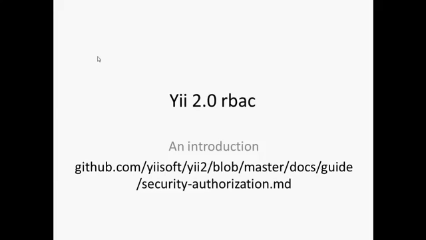So the information in this tutorial is largely based on the guide documentation in GitHub under Yii Soft Yii2, and under the docs guide directory is one called security authorization, which goes into quite good detail about how all of the authorization works in Yii2. But I found some of the parts slightly difficult to understand, so I thought I would modify the information slightly for this video and then show some practical examples of how it actually looks in our project.